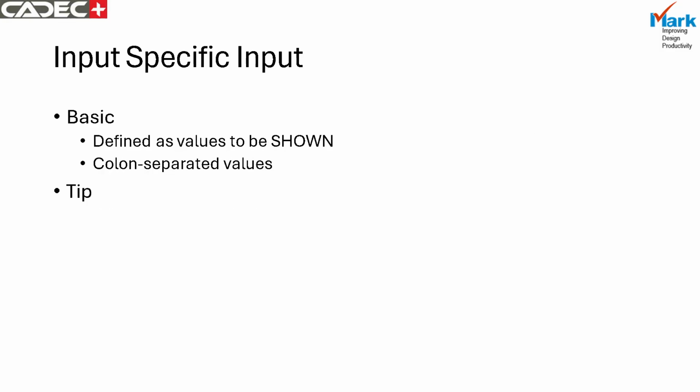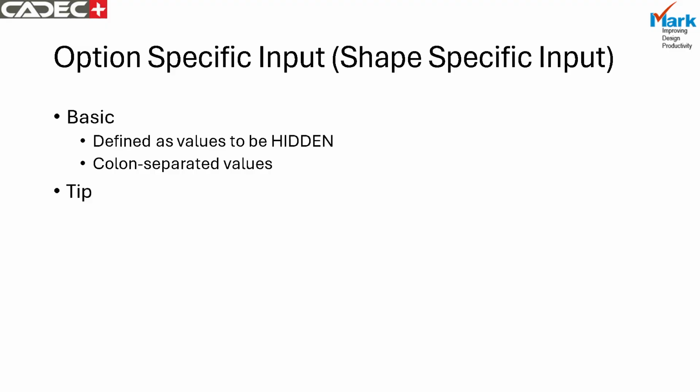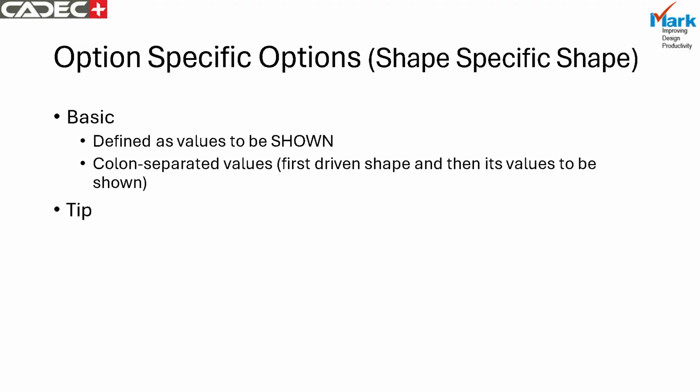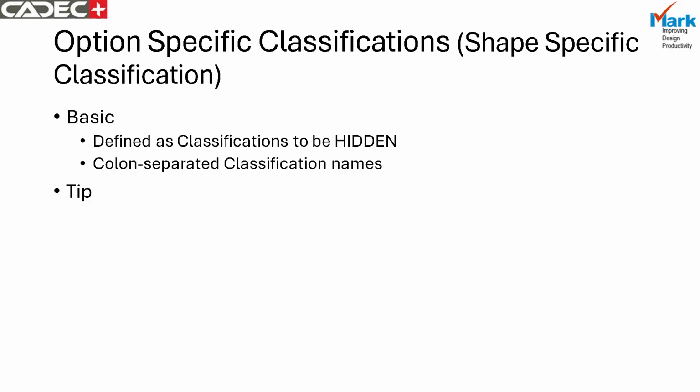Then input specific input are defined as values to be shown if a particular input is chosen. Then option specific input are the values to be hidden. I mean, if you use any option, then some values in other option should be hidden. Option specific options is the values to be shown, and option specific classifications are the classifications to be hidden if you choose any value in a classification.